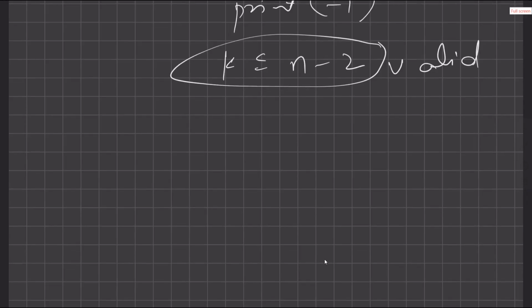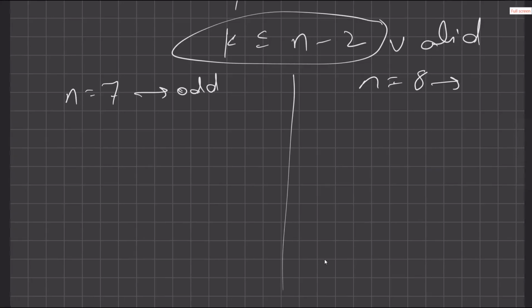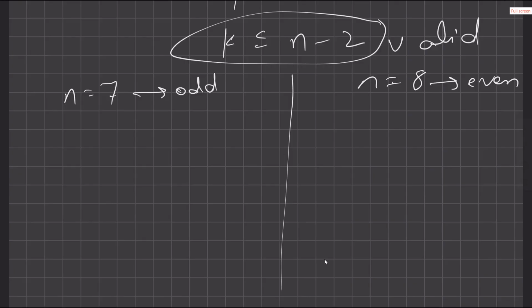Again, I'll be taking examples. I'll be dealing with two cases: when n is 7 and when n is 8. Try to understand why I'm taking n as 7 and n as 8. N is 7 meaning we have odd, n is 8 meaning we have even.